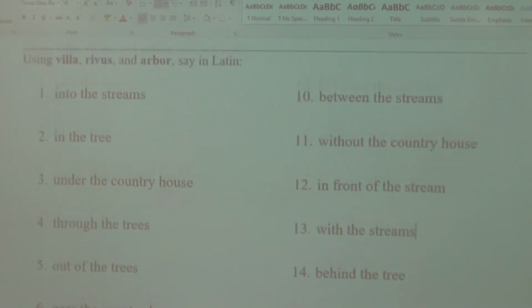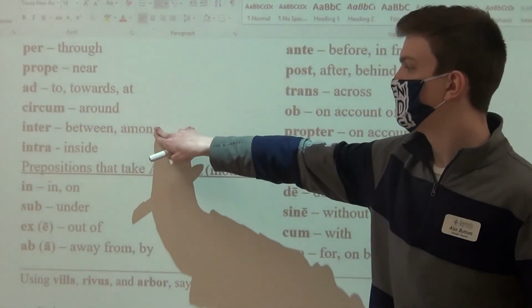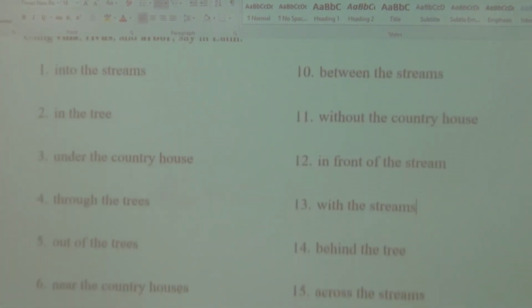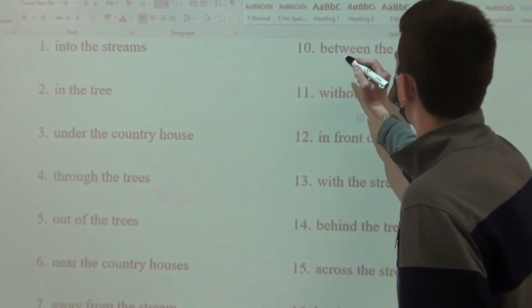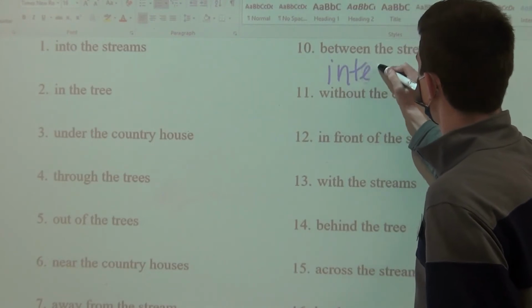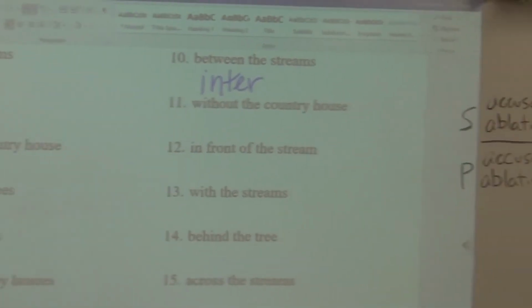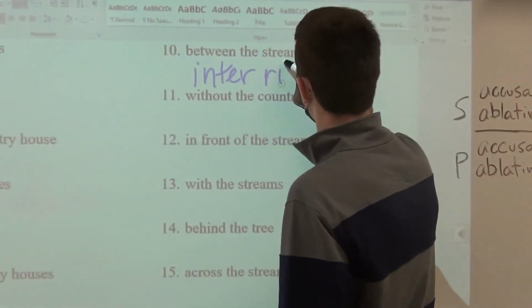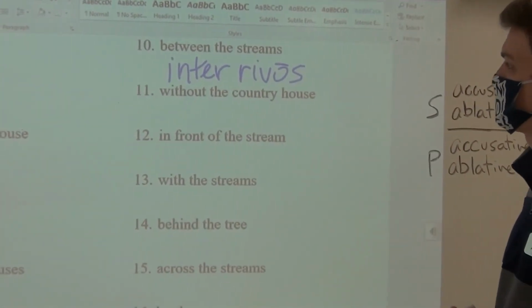Go to the chart. Find where between is, and we see right here, between, inter, it takes the accusative. So we're going to write it in blue because that is accusative. And then we have to figure out it is accusative and it's plural. So it would be rewos with a long O. Inter rewos, between the streams.